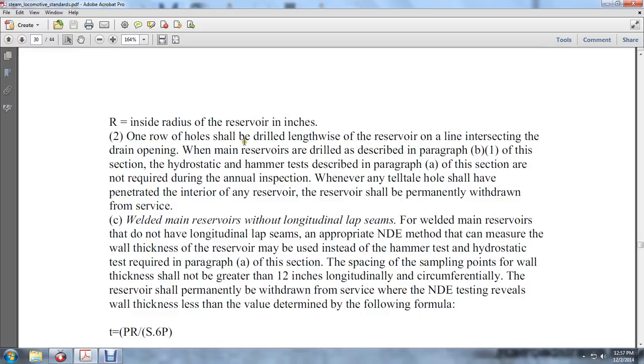One row of holes shall be drilled lengthwise of the reservoir, intersecting with the draining opening. When the main reservoirs are drilled as described in paragraph B1 of this section, the hydrostatic and hammer tests described in paragraph A of this section are not required during the annual inspection.